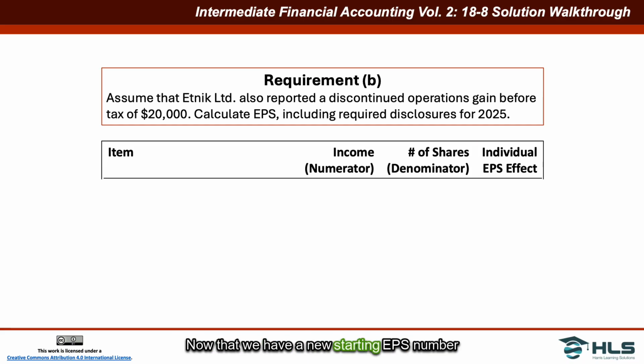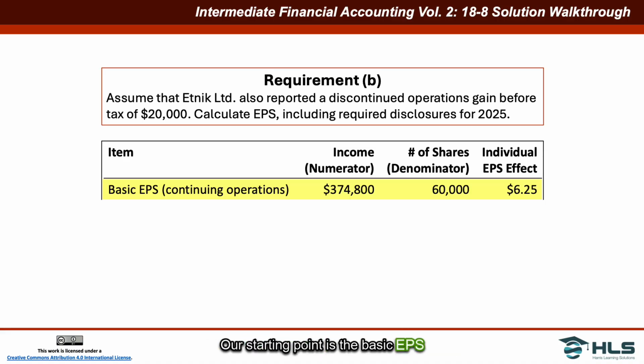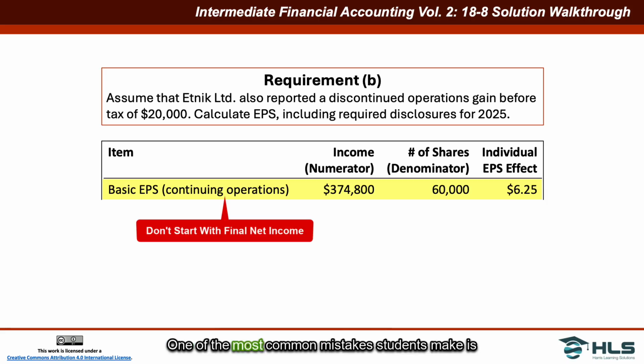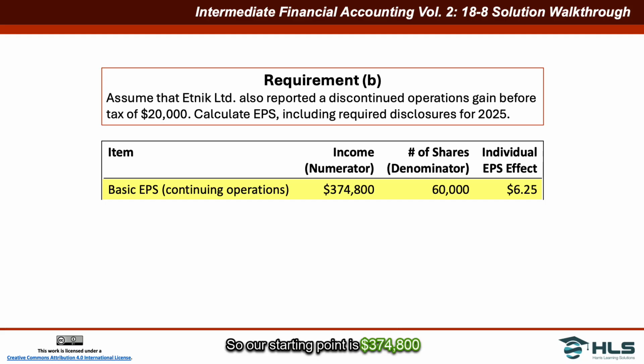Now that we have a new starting EPS number, we'll go back to recalculating the diluted earnings per share. We do not have to go through the ranking process again because we've already done it. That information hasn't changed. So we'll start repopulating our table again. Our starting point is the basic EPS from continuing operations. One of the most common mistakes students make is by starting with the EPS from net income if there is continuing operations. So our starting point is $374,800 divided by 60,000 shares is $6.25.